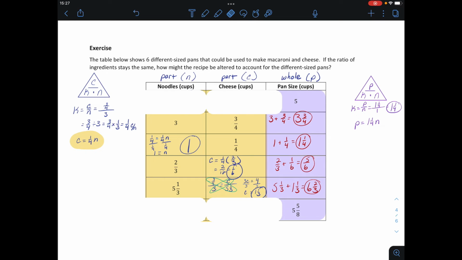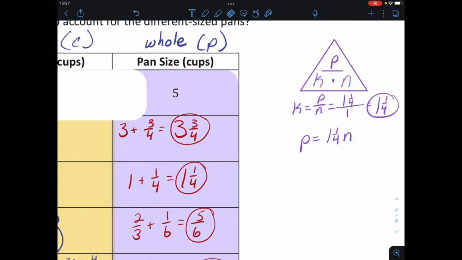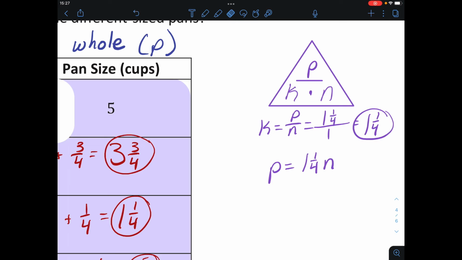Now, there wasn't any particular keyword or independent or dependent variable I was looking for here. I just chose how I was connecting this with my whole to part ratio. You could have instead done noodles to pan. You could have done cups to pan or pan to cups. You just needed to make sure you did the pan with one of the other 2. So for my choice of pan to noodles, to find my unit rate, my constant of proportionality, I would do the number of cups in the pan divided by the number of cups in the matching set of noodles.